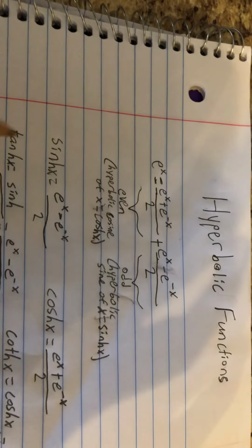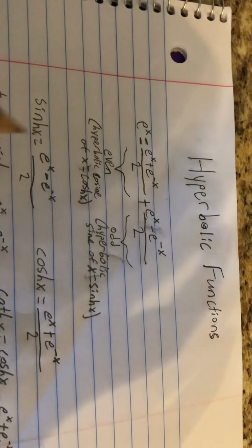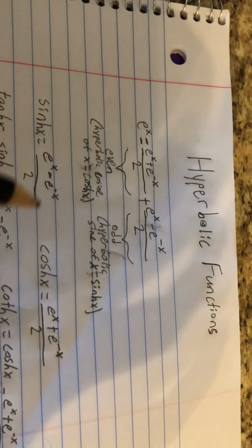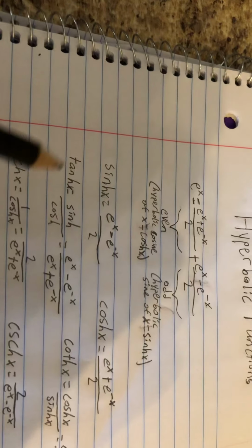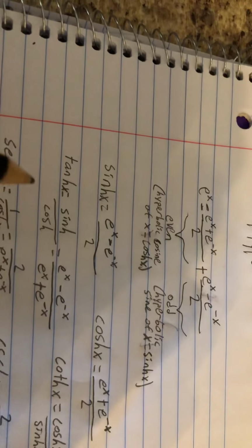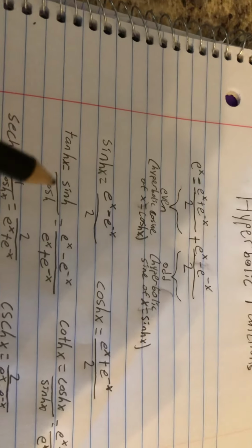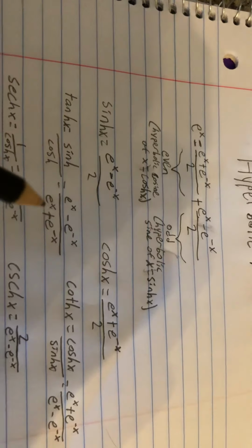Using these formulas for sinh x and for cosh x, we can get all the other trigonometric identities for these hyperbolic functions. So tanh of x, according to the textbook, we get by dividing sinh of x by cosh of x, which you get right here.